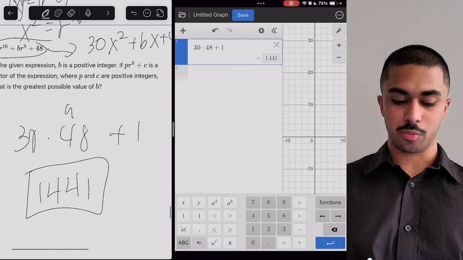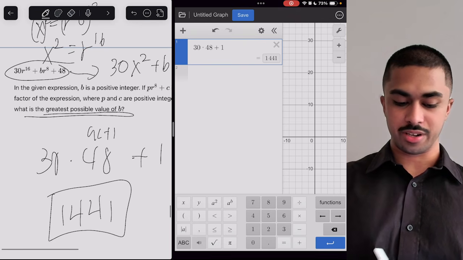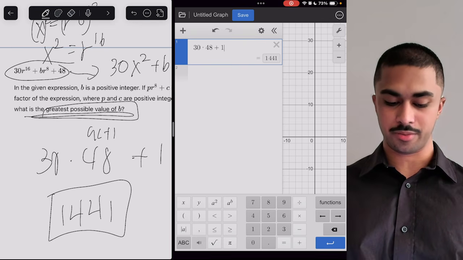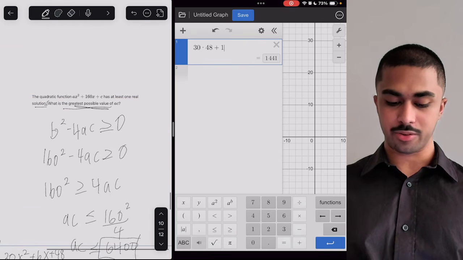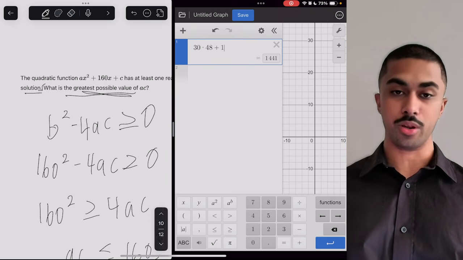So just memorize this formula. You use it anytime you see what is the greatest possible value of b. And whenever you see what is the greatest possible value of AC, you use discriminant.